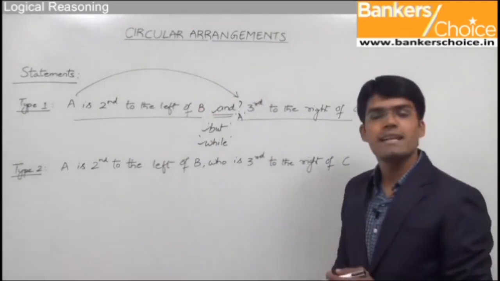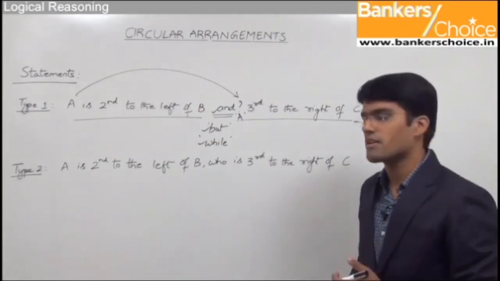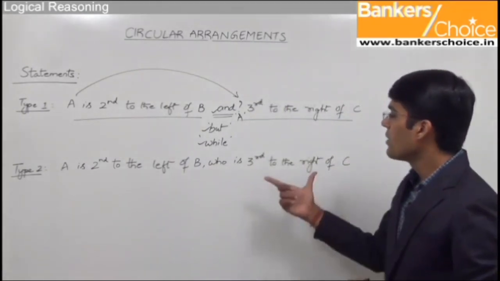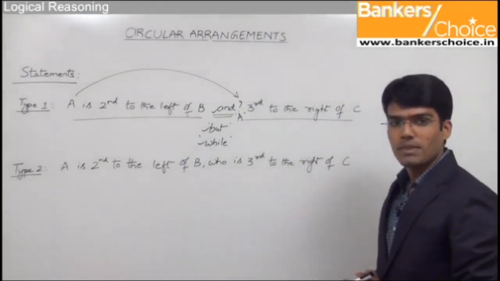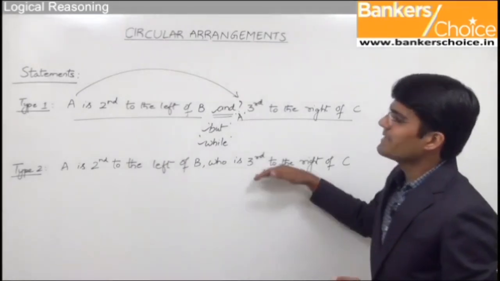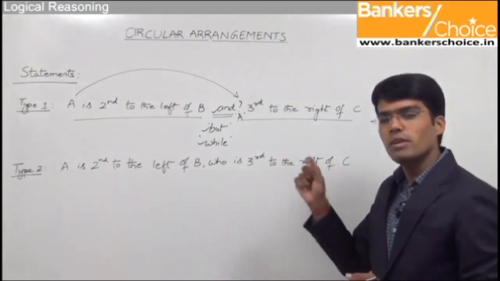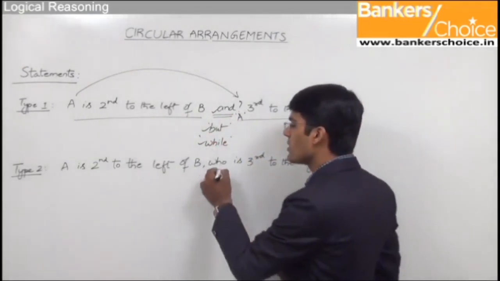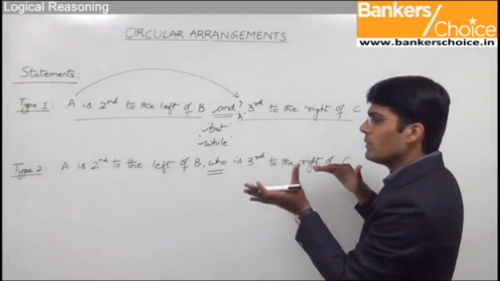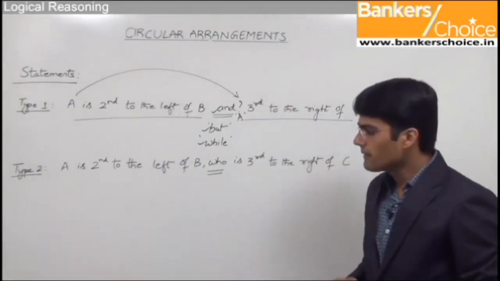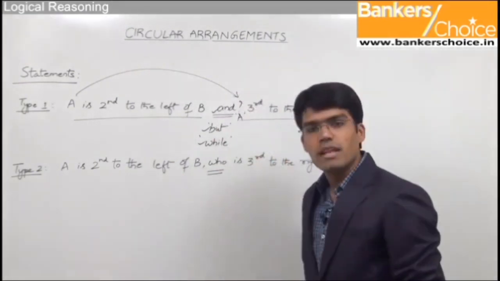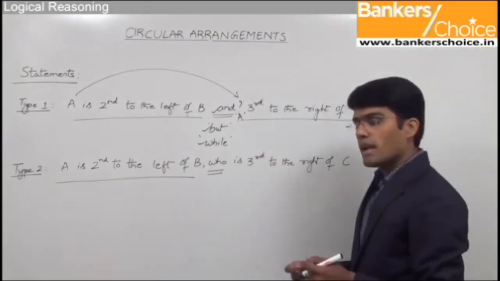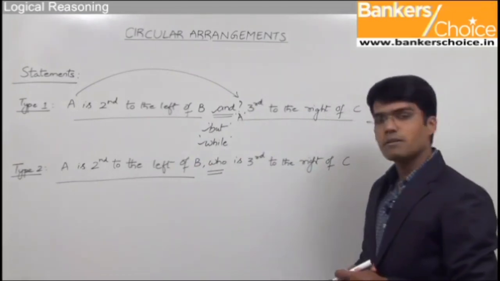Let us now take the second type of statement which is given in case of circular arrangements. Here the statement is A is second to the left of B who is third to the right of C. As you can observe, the difference between type 1 and type 2 statement here is only that in place of the words and or but or while, here we have the word who. Now again, even this statement can be divided into two parts. The first part here is A is second to the left of B. So we can mark A two places to the left of B. And the second part is who is third to the right of C.